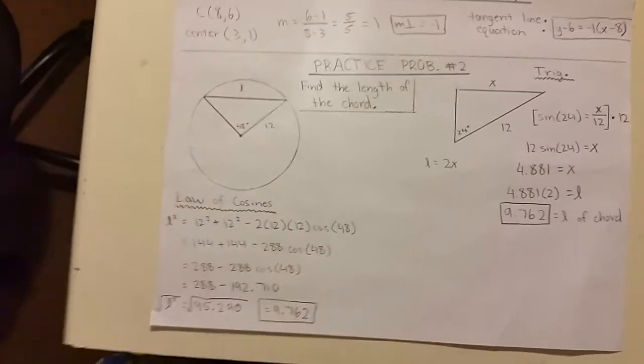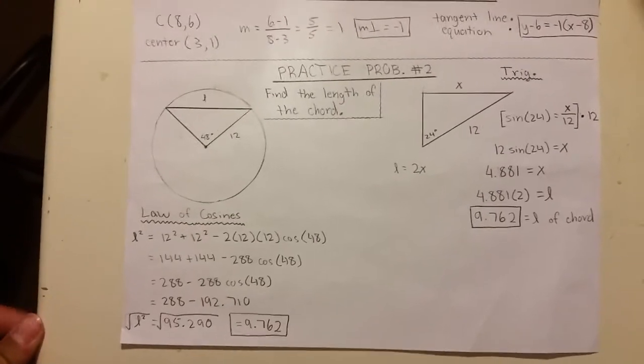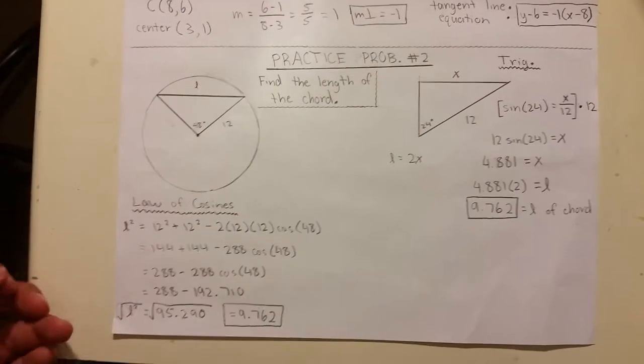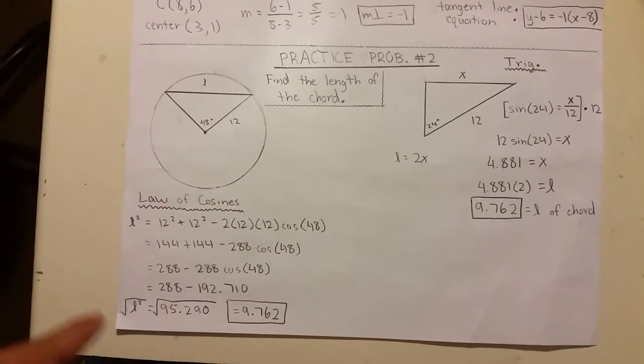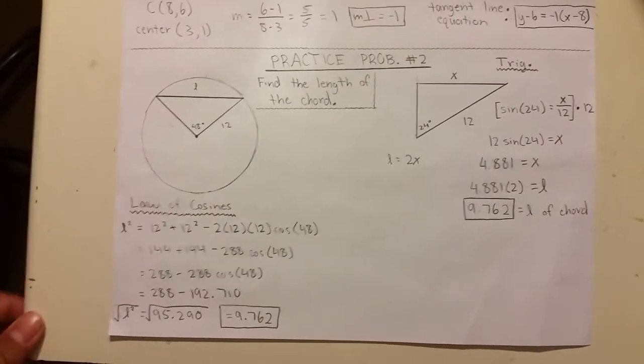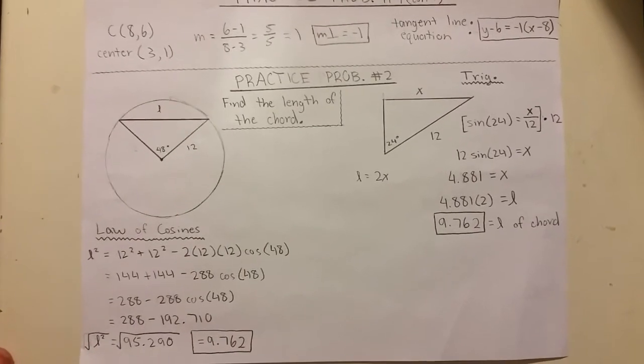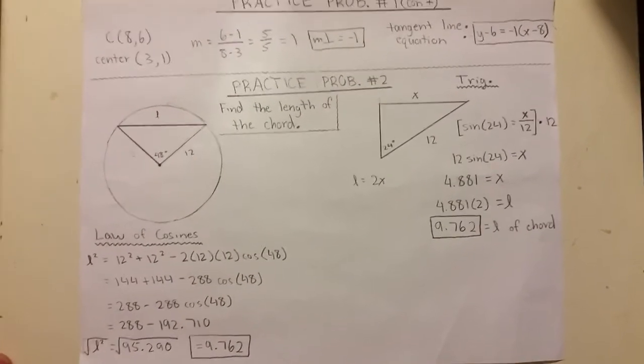And then if you're later on into the year, we figured out how to do law of cosines, which is simple as well. You just plug it into the equation, go through the process of solving it, and you end up getting 9.762. So that's how you can find these things.